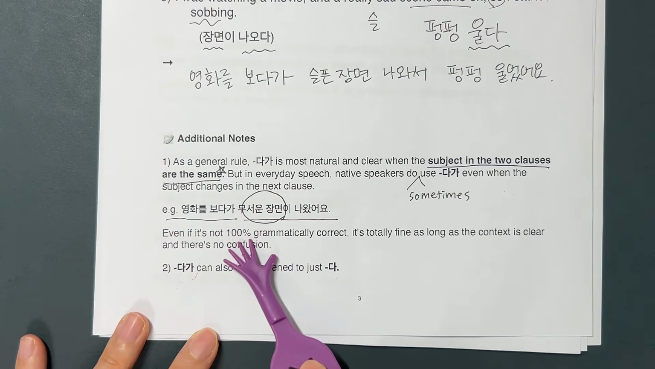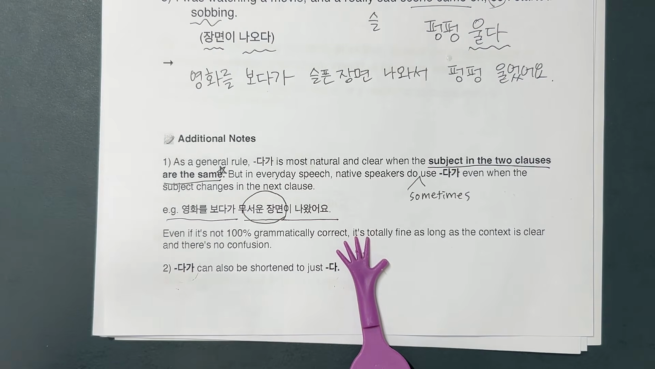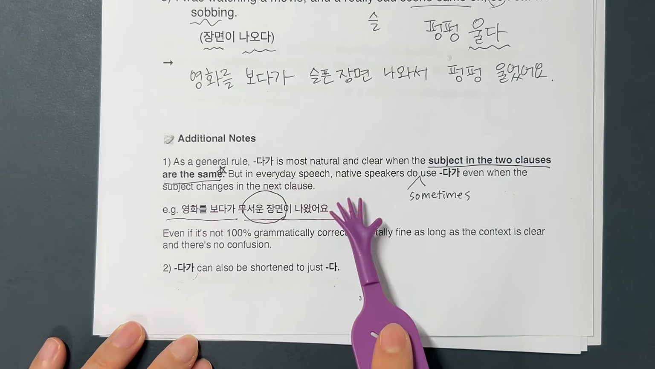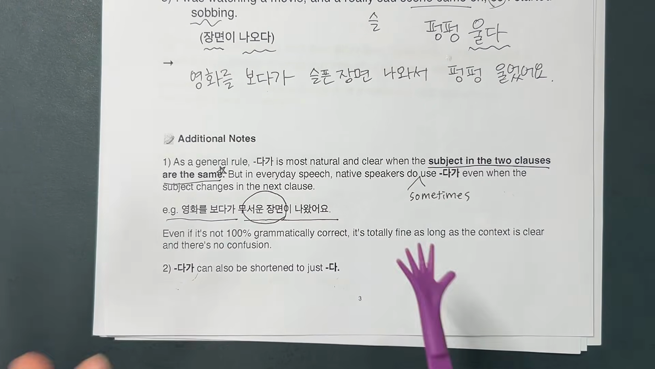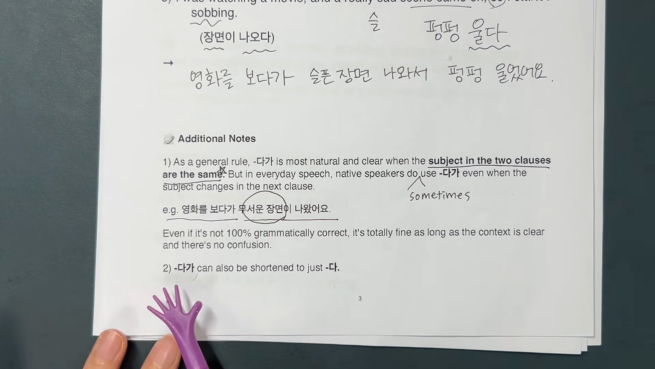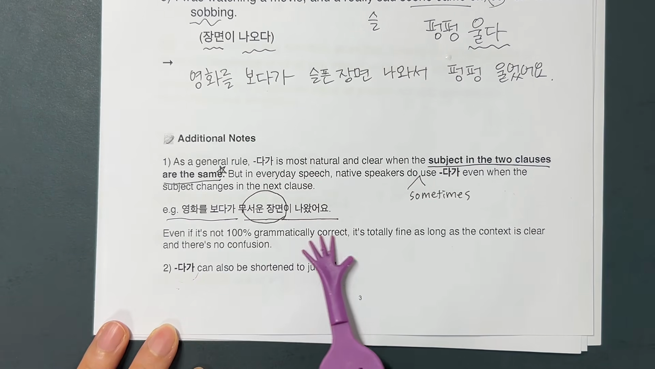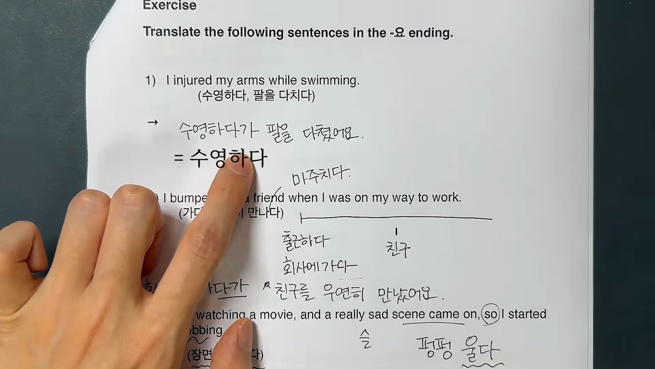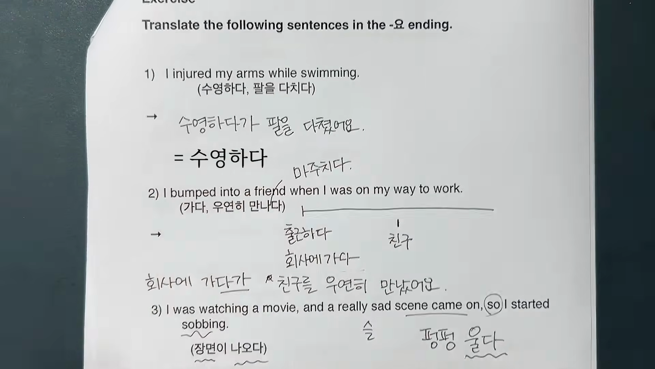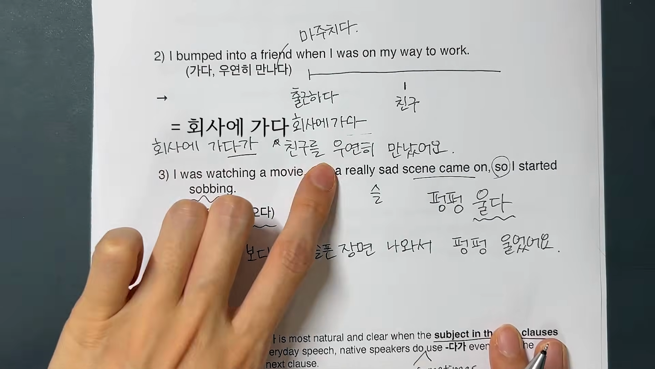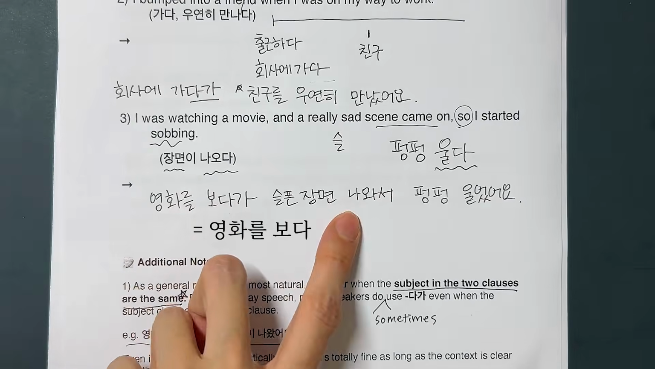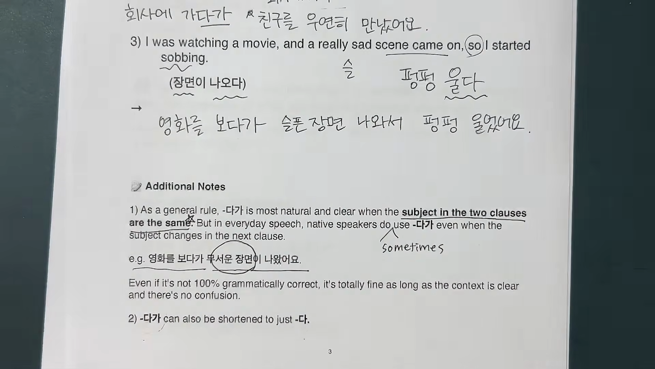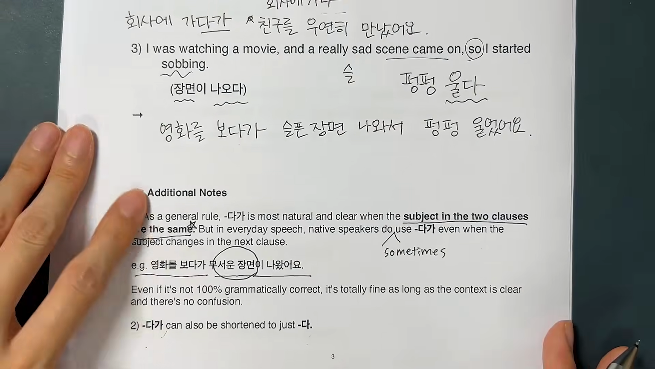Even if it's not 100% grammatically correct, it's contextually clear that you were talking about your own experience. This second clause relates to my experience anyways, right? So in this case, it's totally fine. So it's not something you should take too strictly. And also, 다가 can be shortened to just 다. So you can say 수영하다 팔을 다쳤어요. 회사에 가다 친구를 우연히 만났어요. 영화를 보다 슬픈 장면이 나와서 펑펑 울었어요. Both are fine, both are common, both are interchangeable.